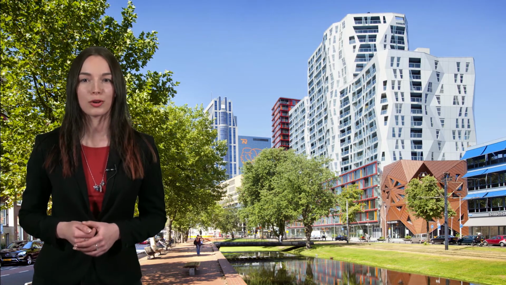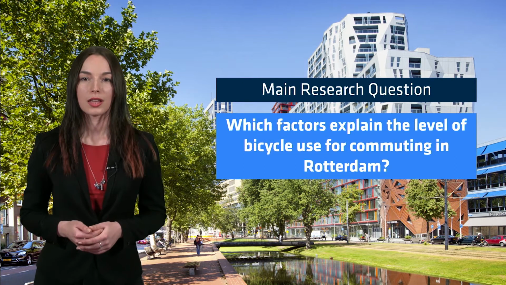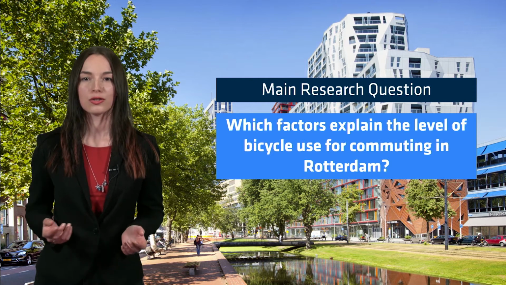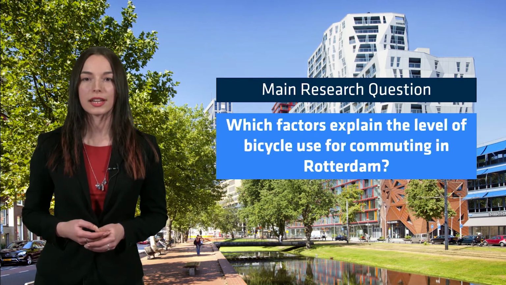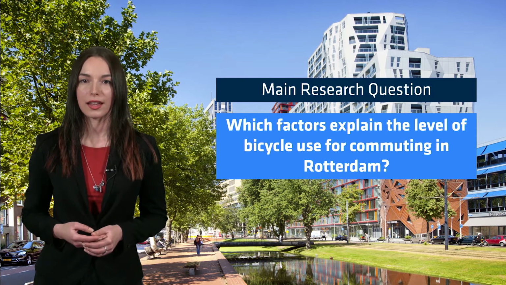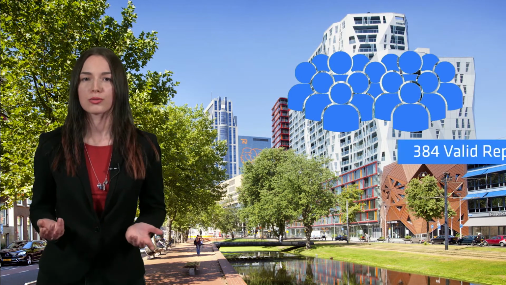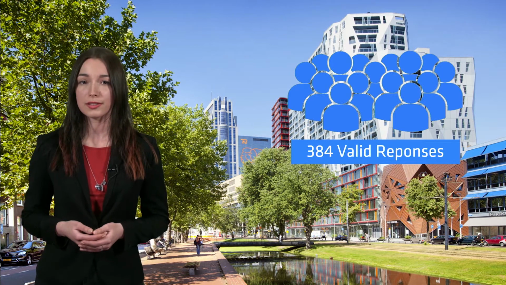As introduced in the first testimonial, my main research question was which factors explain the level of bicycle use for commuting in Rotterdam? And to answer this question, it was necessary to choose a quantitative method in order to achieve breadth and generalization. I wanted to collect information on the bicycle use in Rotterdam in order to generalize the outcome to the working population of the whole city. And it required a large number of research units to ensure reliable and precise analysis. The working population of Rotterdam is 273,000 people, so it required 384 valid responses.